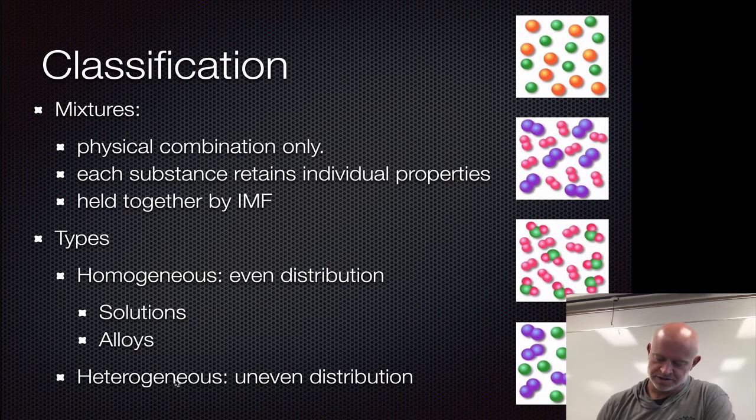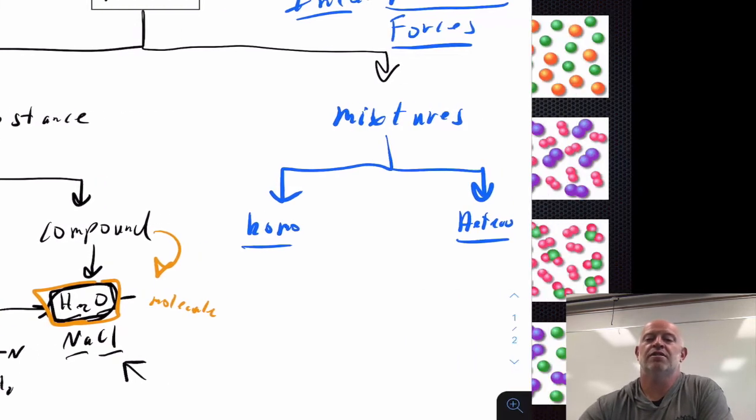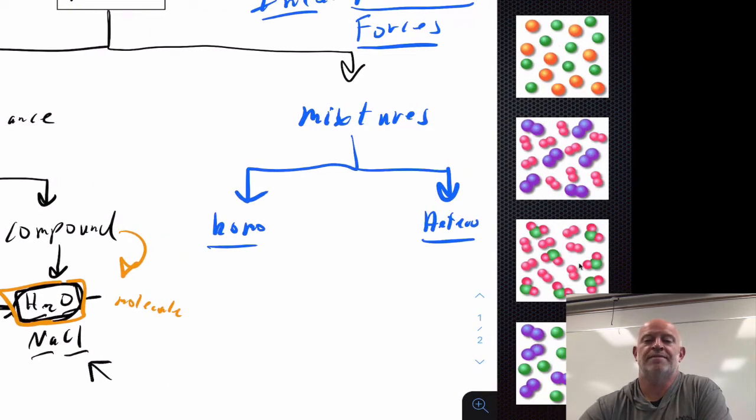Okay, so if we break this thing down, we have our homogeneous ones on one side, and we have our heterogeneous on the other side. Okay, so that's kind of how it breaks down. Now, if we take a look over here, we have all different types of mixtures. Here we have a mixture of two different elements. Okay, we have green versus the orange.